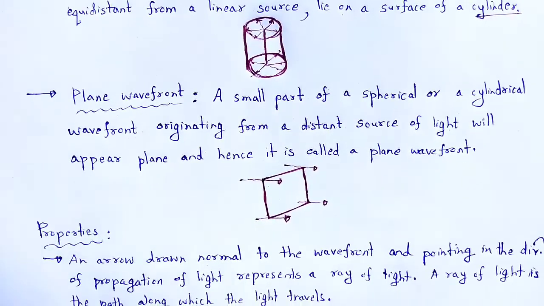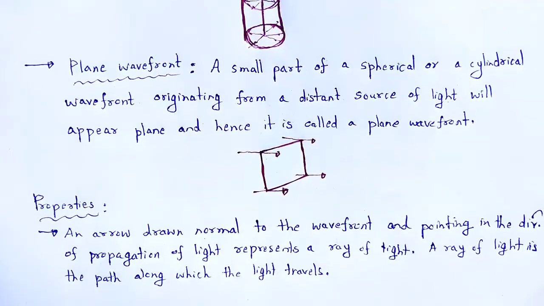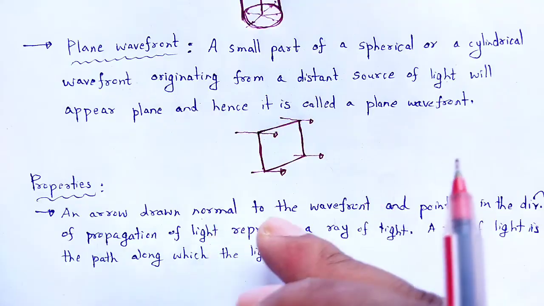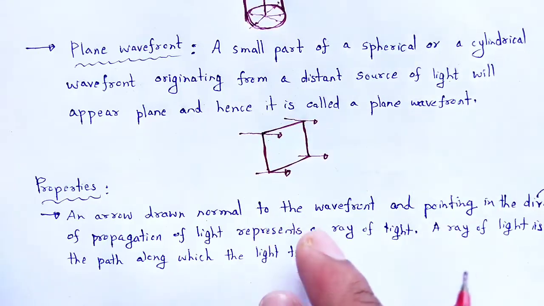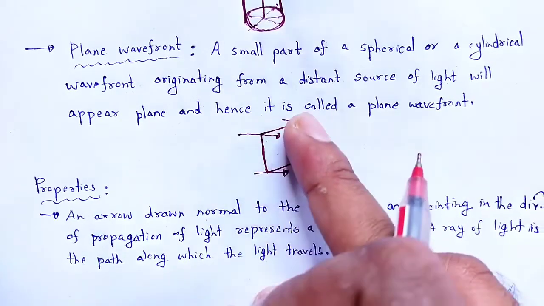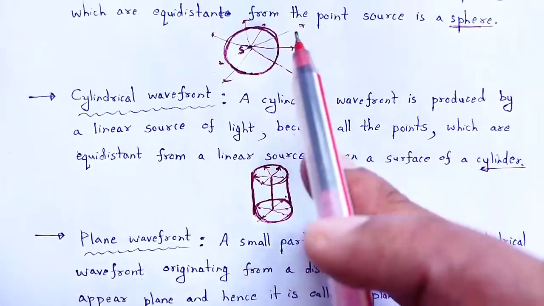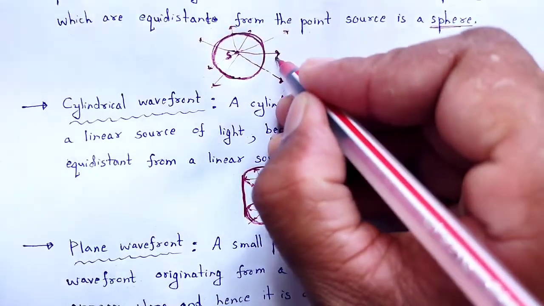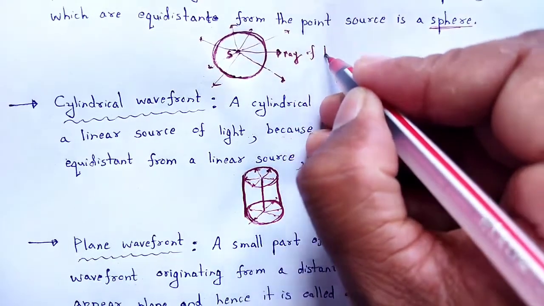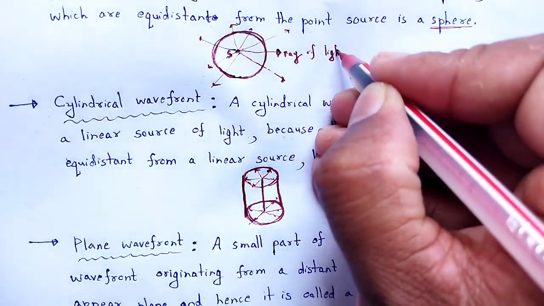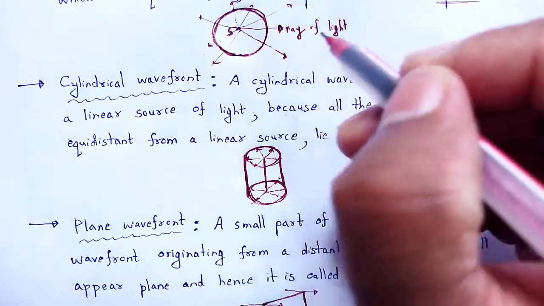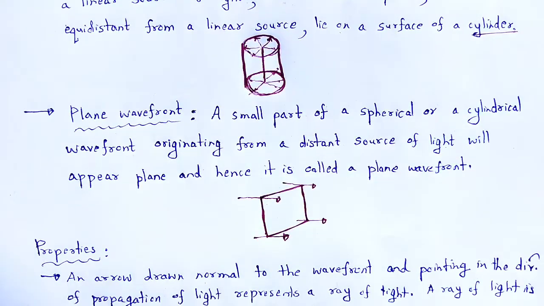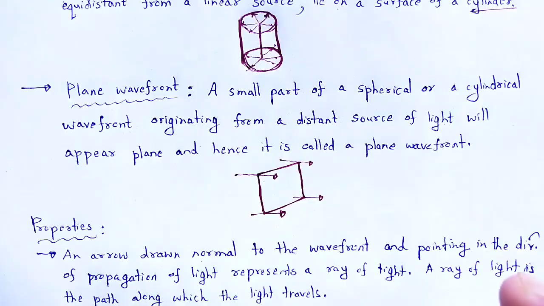Now, some properties of wavefront. An arrow drawn normal to the wavefront and pointing in the direction of propagation of light represents the ray of light. This arrowhead represents the ray of light. These are rays of light. That is the direction of propagation of light. In this figure, the arrowheads represent it. And that ray of light is nothing but the path along which light travels.